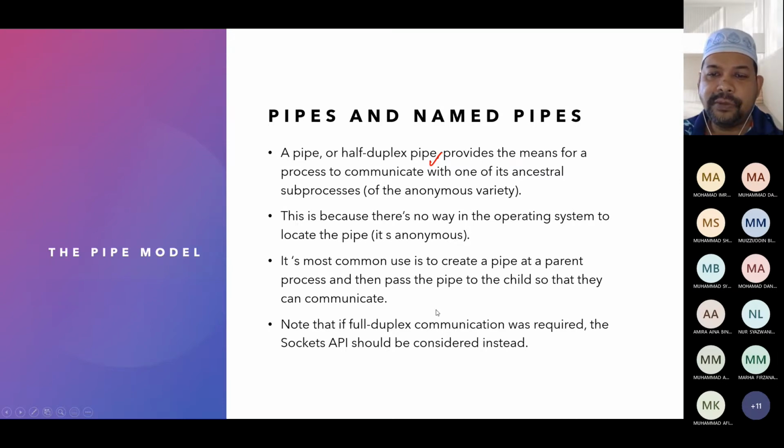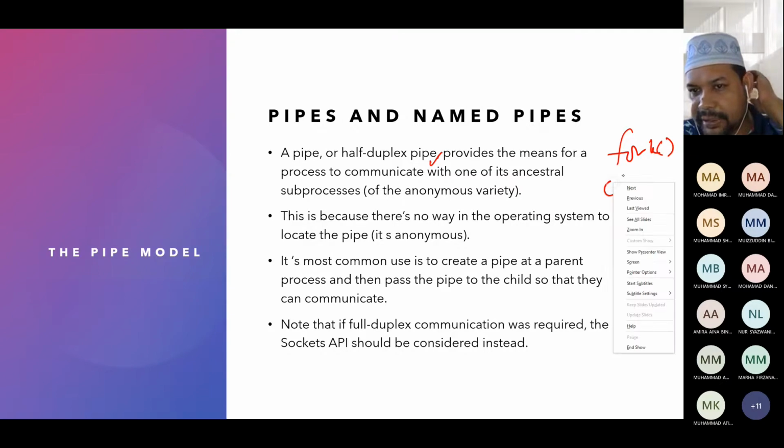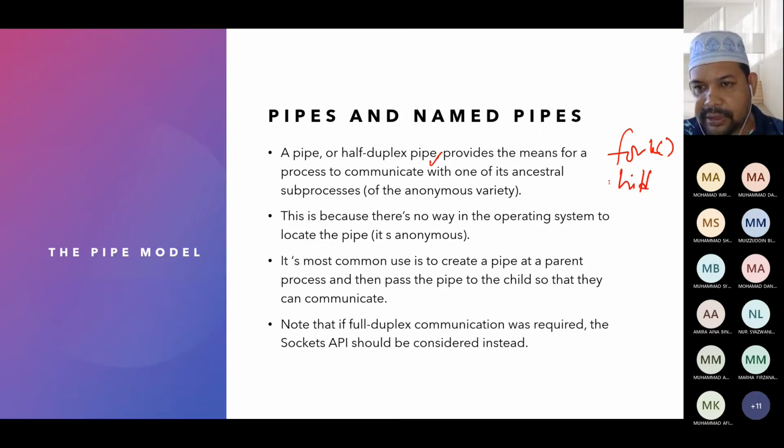So kalau kita pakai fork, bila kita pakai fork akan ada apa? Akan ada child kan? So kita akan ada child program. So bila kita pakai fork, sebenarnya kita boleh guna pipe. Kita boleh komunikasikan antara parent dengan child. Kan?